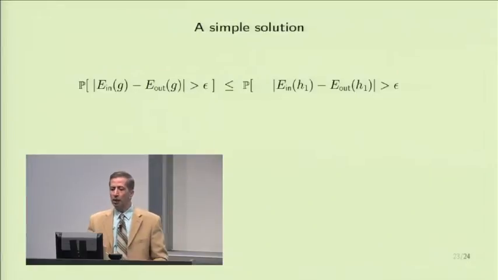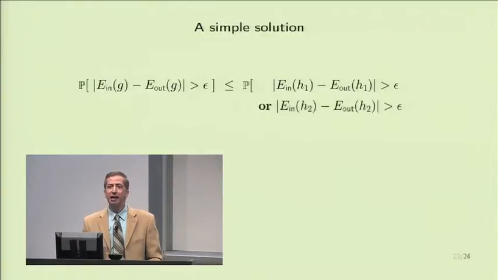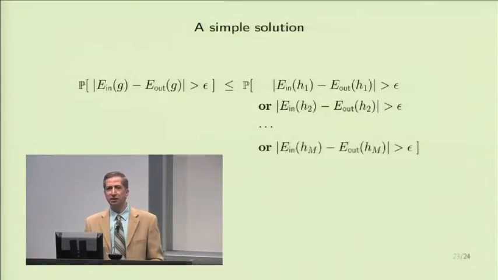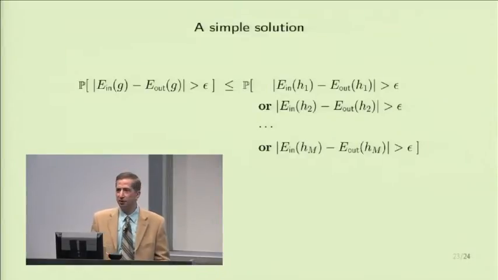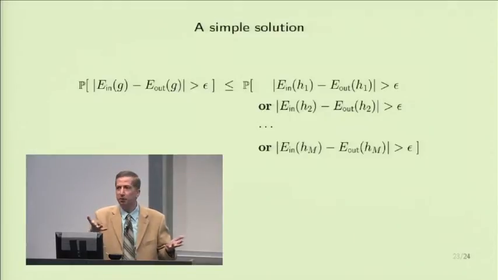Okay? So if you look at what is the probability that the hypothesis you pick is bad, well, this will be less than or equal to the probability that the first hypothesis is bad, or the second hypothesis is bad, or the last hypothesis is bad. That is obvious. Okay? G is one of them. If G is bad, one of them is bad. So this is less than or equal to that. Okay? This is called the union bound in probability.